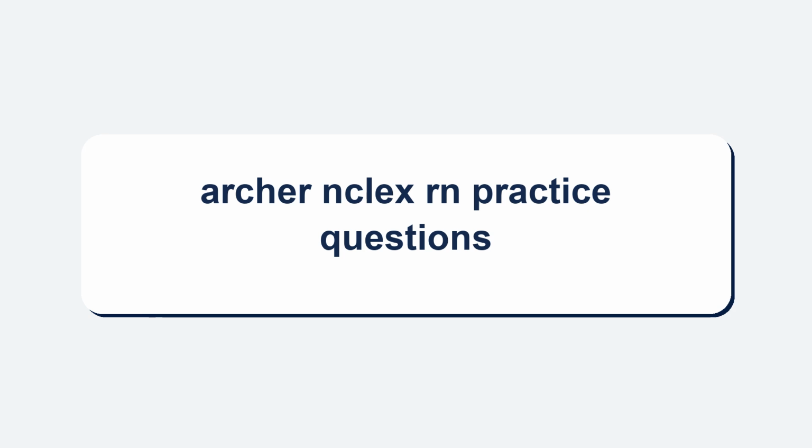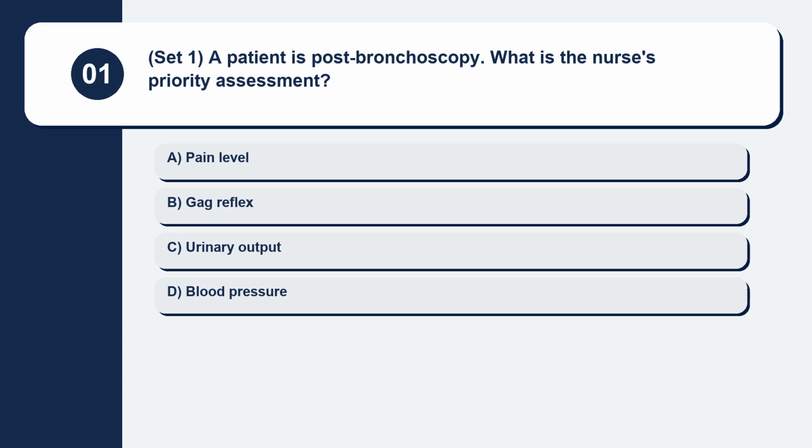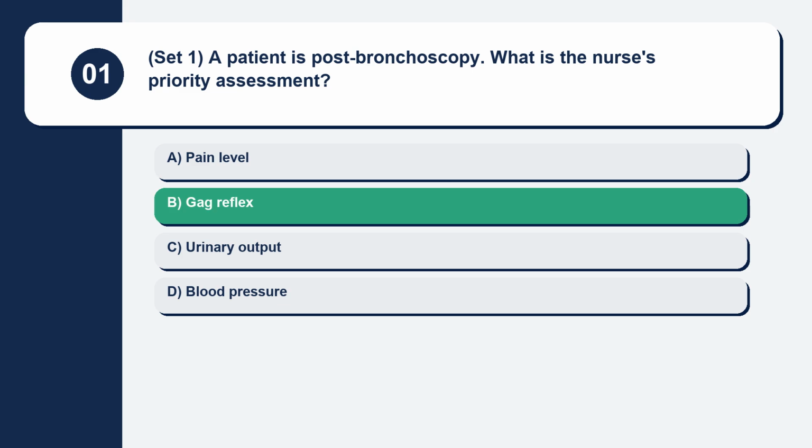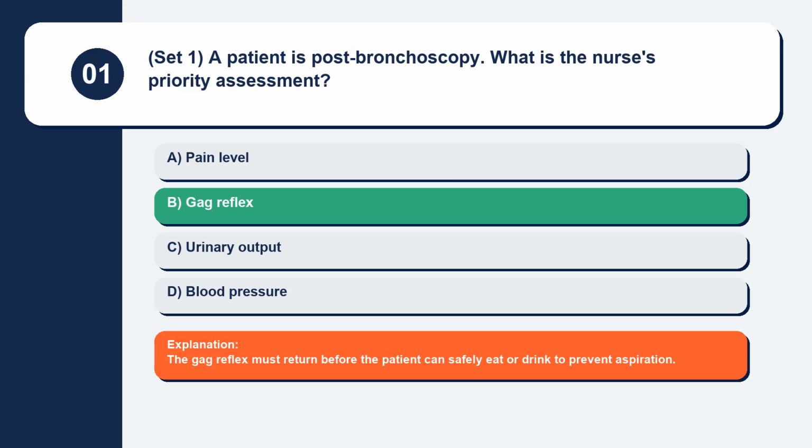Archer NCLEX RN practice questions. Question 1. Set 1. A patient is post-bronchoscopy. What is the nurse's priority assessment? Pain level, gag reflex, urinary output, blood pressure. The gag reflex must return before the patient can safely eat or drink to prevent aspiration.